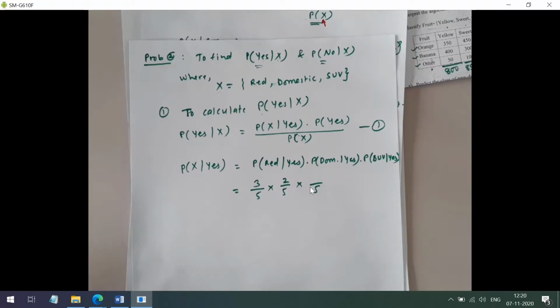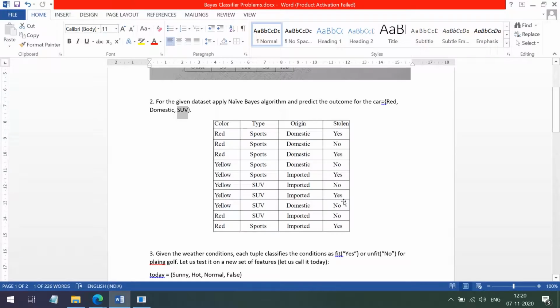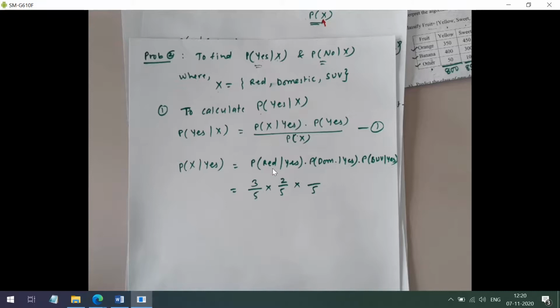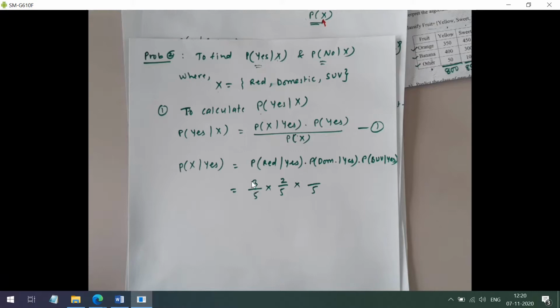Sorry, we have to keep shuffling here. So we know this term, right? x is made up of these three attributes: red, domestic and SUV, so I have multiplied them, and we are continuously finding these probabilities. So, probability of red given yes. How many yes are there? We have 5 yes, so divided by 5, and in the yes rows, how many reds are there? Red yes, and then the last red yes. So it is 3 by 5.